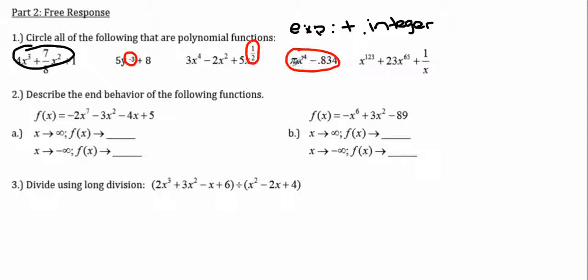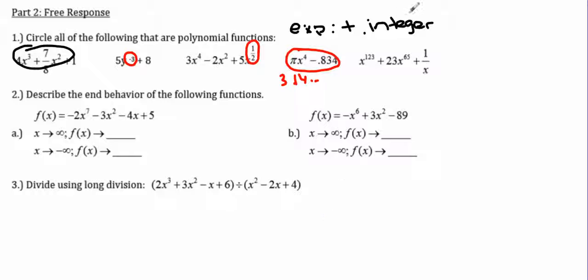Don't get thrown off by pi, because what is pi? Pi is 3.1415 and so on, so that's okay. And the negative 0.834 just means that it has a y-intercept of negative 0.834.